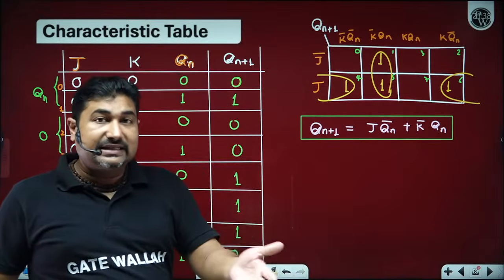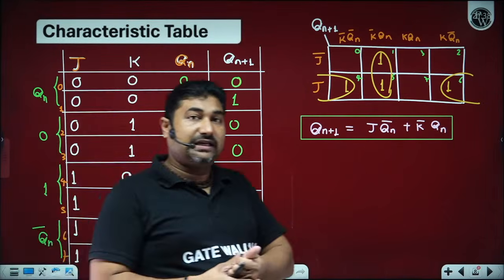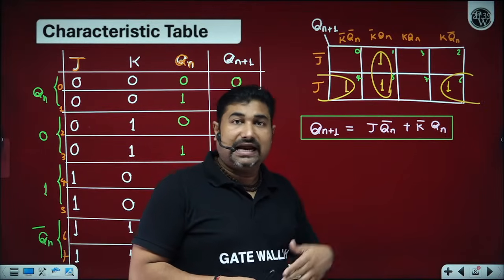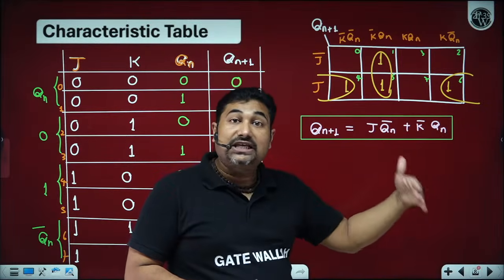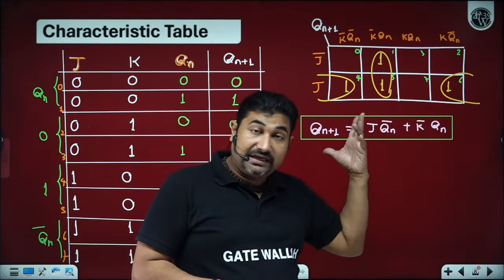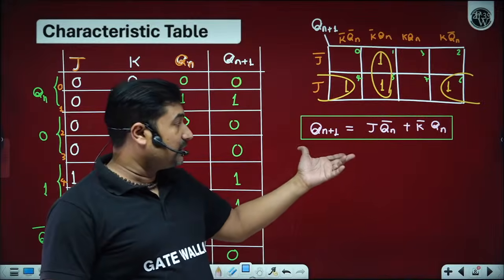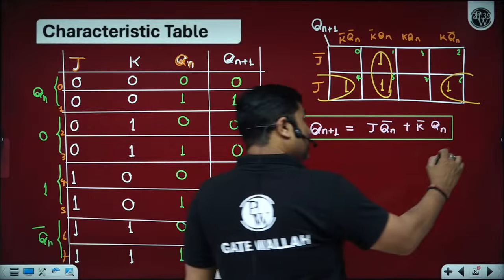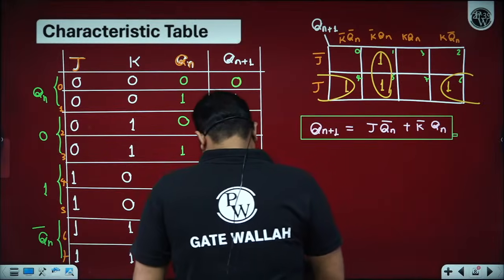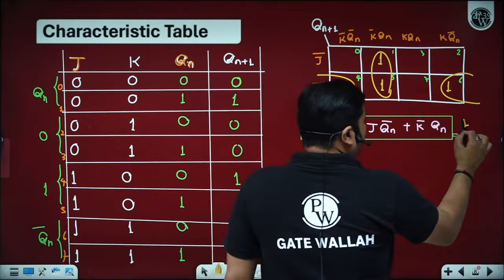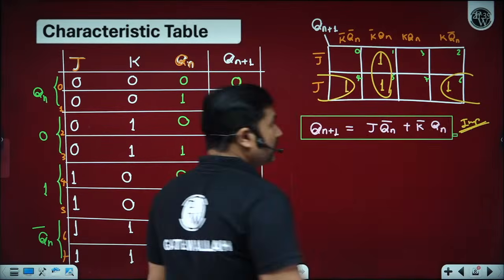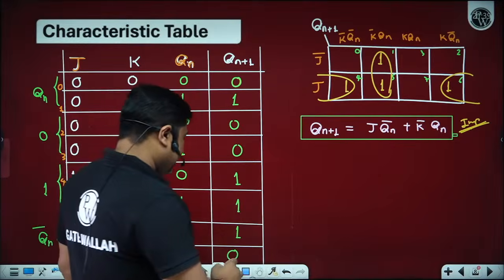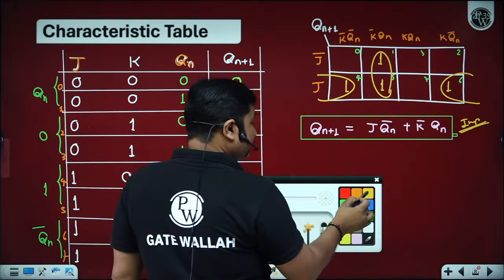When we designed JK flip-flop by using SR flip-flop, then we have S is equals to J Qn bar and R is equals to K Qn. But when we talk about next state characteristic equation, it is J Qn bar plus K bar Qn. So always remember this, okay? Hoping up to this part everything is clear. From the characteristic table, we can write excitation table as well.